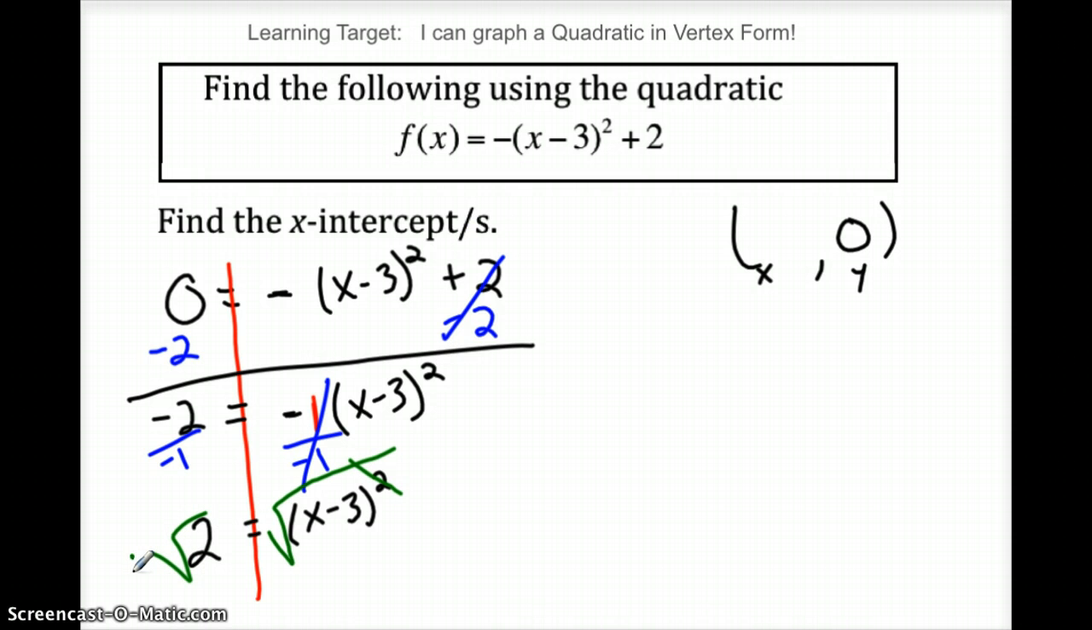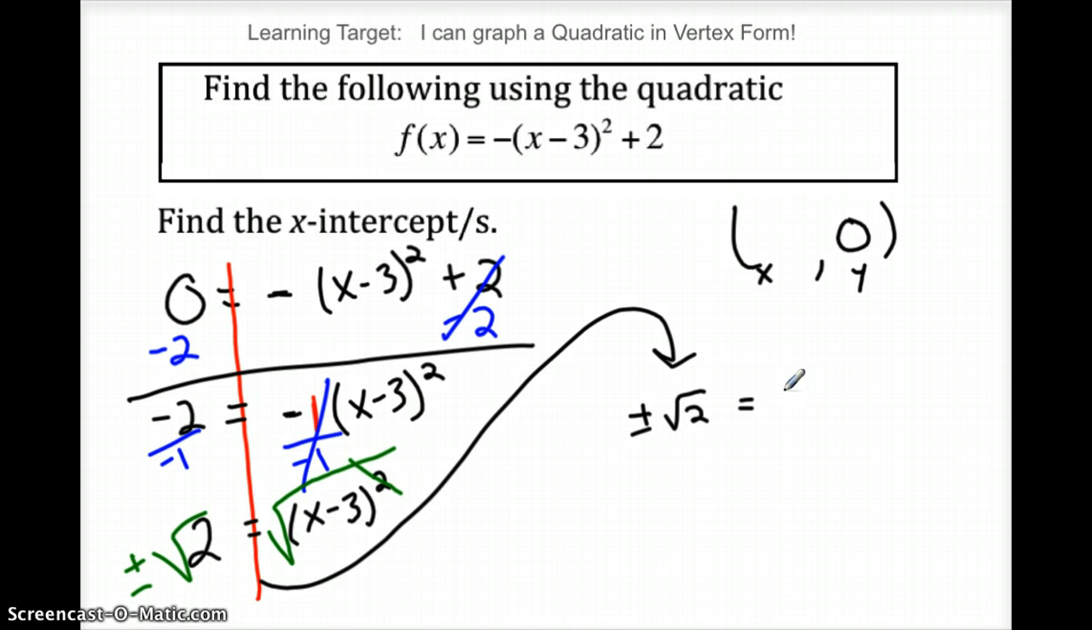But because I took a square root, remember, plus or minus. And I'm going to have to come over here so I have a little bit more room. So I've got plus or minus square root of 2 equals x minus 3. Remember, we freed it, and the power and the root cancel each other. So I'm just left with x minus 3. And to get x by itself, I've got to add 3.